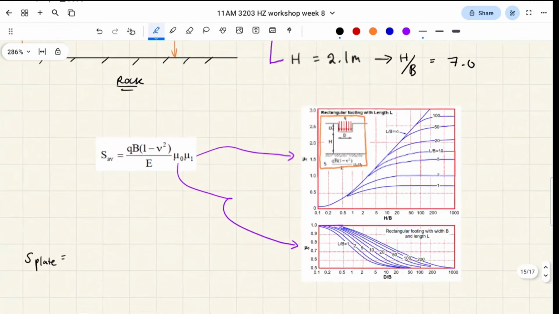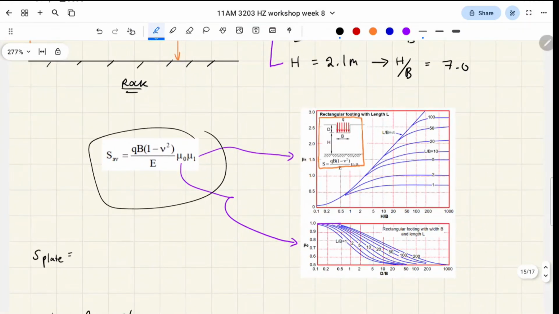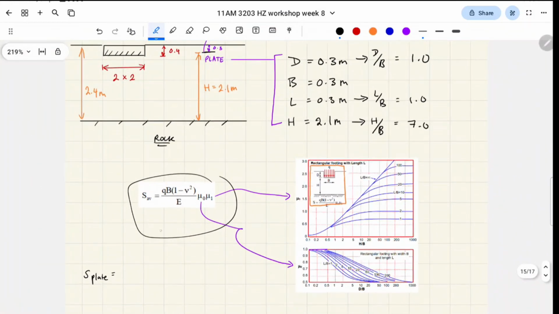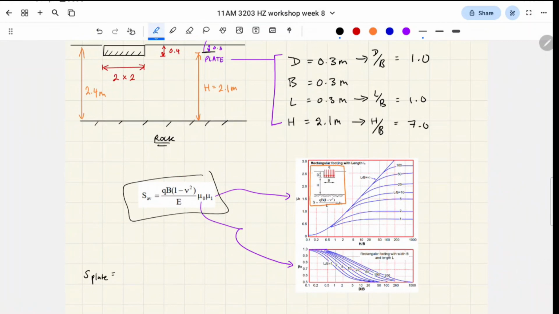Now we pull up this equation that we're going to be subbing all our numbers into, okay? Did everyone get that? This is the equation specifically for square or strip footings, which also applies to plates, okay? So first we're going to figure out these constants. This is mu1 and mu0, okay? I'm going to zoom in here, right?